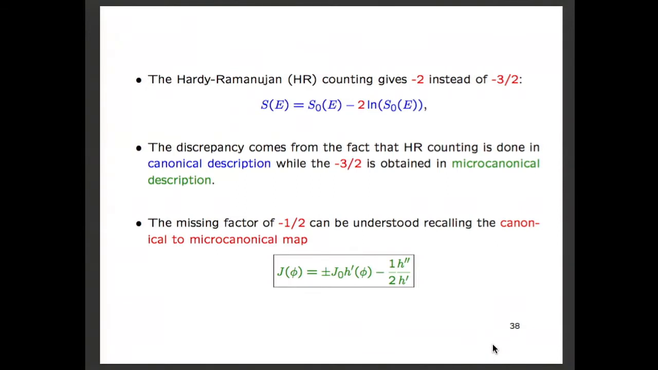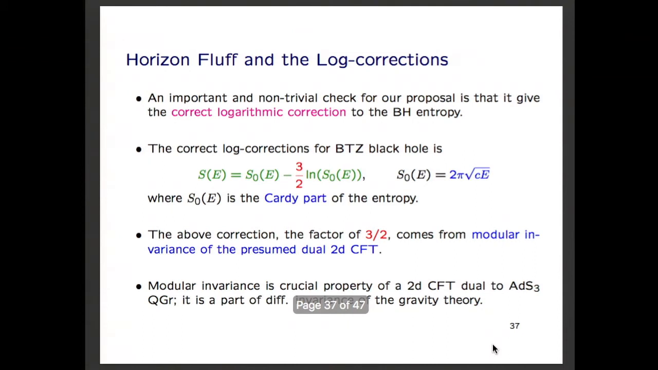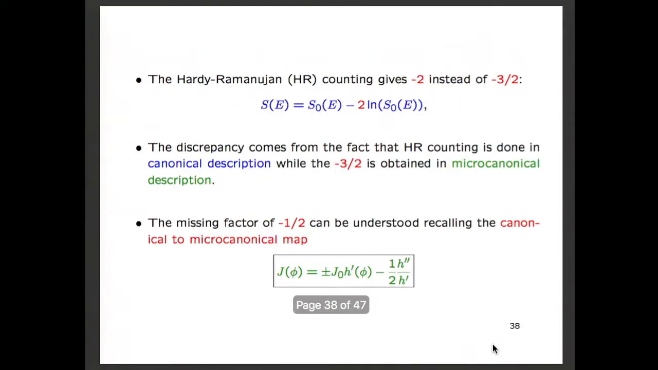So there seems to be a mismatch, but the mismatch is actually coming from the fact that this equation is written in the microcanonical description, whereas this one is written in the canonical description. And I'll just show you how to map a canonical description into a microcanonical one, and it will account for the mismatch of a factor of a half. To do this, let's recall that, as I reviewed earlier, I gave you two different descriptions for the same set of black holes. One was the microcanonical, the other was the canonical, and I had a map between them. And the map was basically this relation.